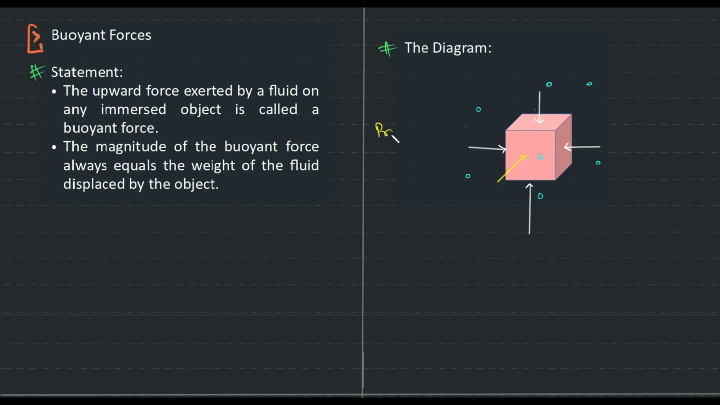So basically here, the pressure in each layer is the same on both ends. The left and right will be the same, and what happens? This leads to them cancelling each other out.